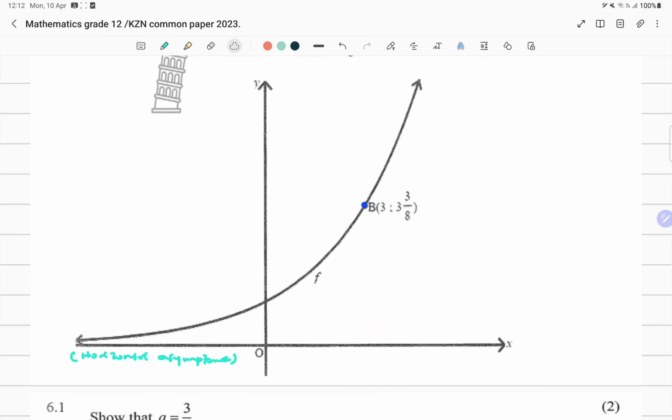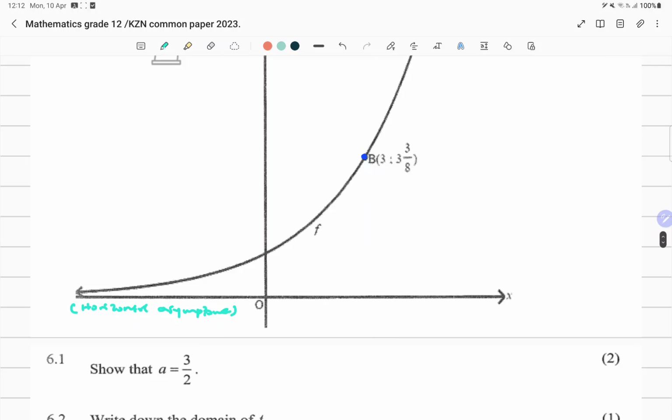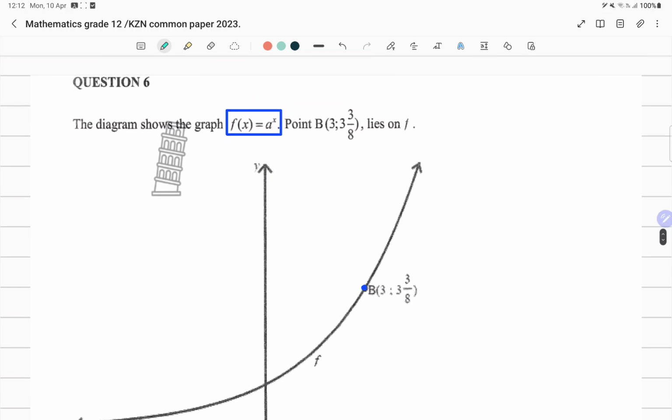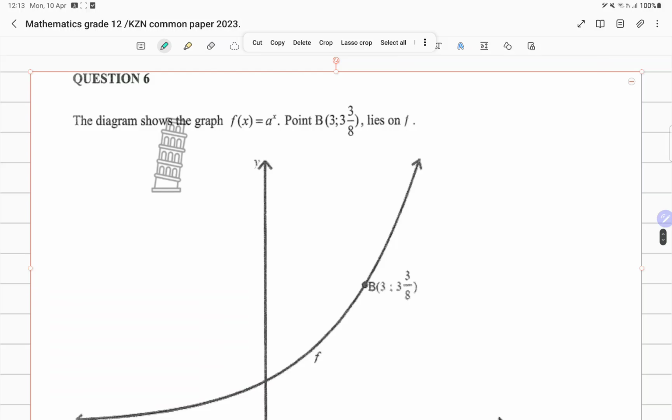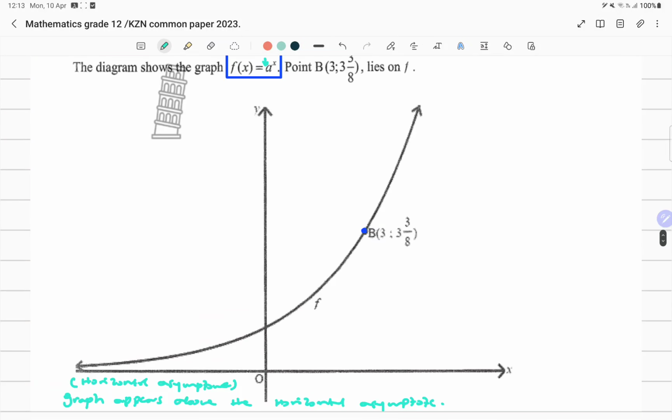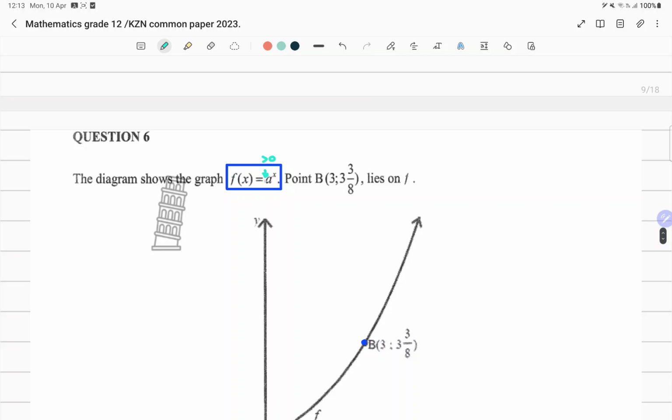Okay, so again, what do we notice? The graph appears above the horizontal asymptote. So if it appears above the horizontal asymptote, it means the coefficient of a is greater than 0. Now what are we going to use, because we normally use a as the coefficient of the function. And then that means the sign before a is basically a positive sign.